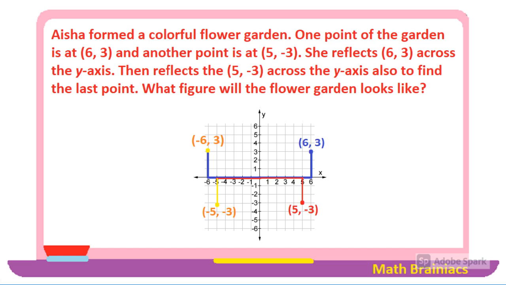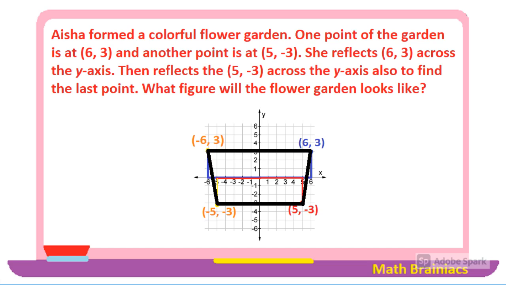The second point, which is 5 and -3, will be reflected across the y-axis also. Therefore, we're going to keep the y-coordinate and we're going to take the opposite of the x-coordinate. Accordingly, the opposite of 5 is -5. So, we will move 5 units to the left and 3 units down. That will be the last point, -5 and -3.